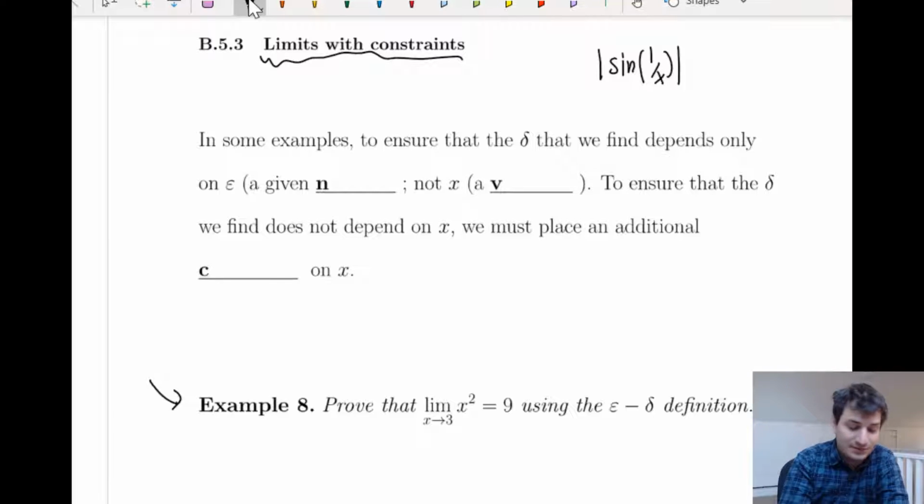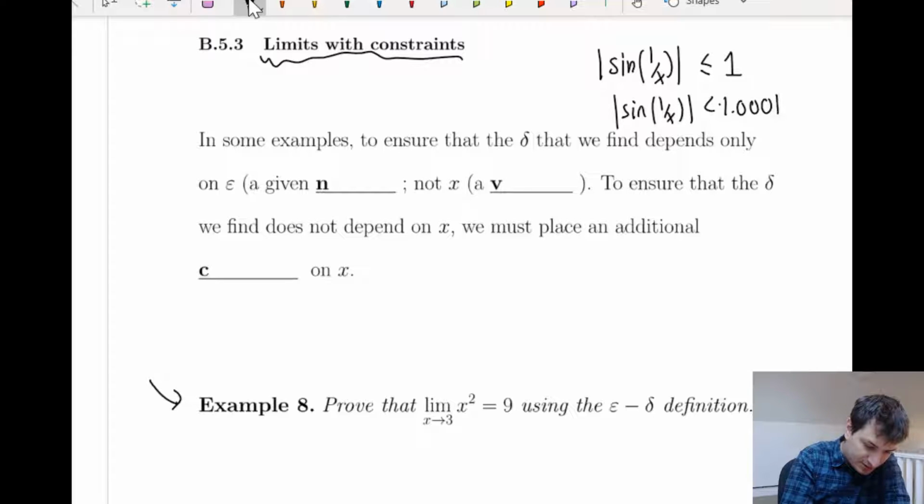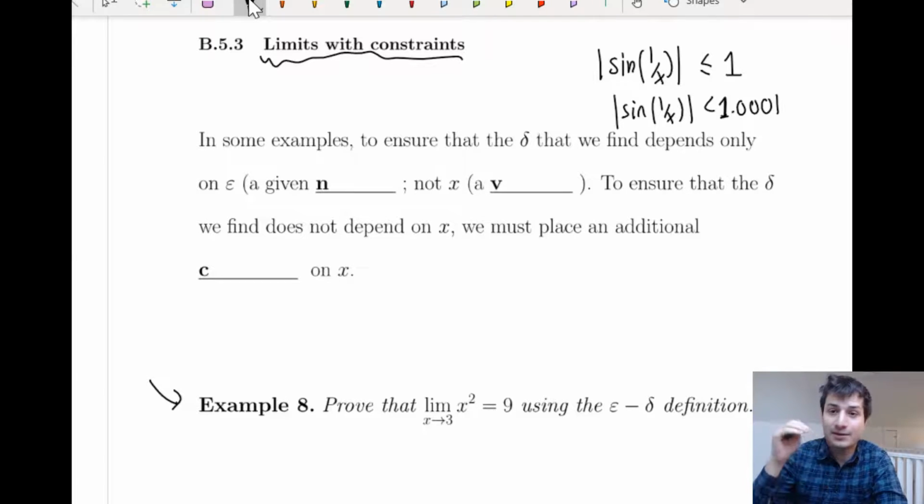What we did is we knew that we could replace it by something that is bigger than sine of 1 over x. We used that sine of 1 over x is always less than or equal to 1. Or you could use something like sine of 1 over x is less than 1.01. All of these strategies will work. So that's what we did in example 7. We had something nasty, and we bounded it by something that was bigger.